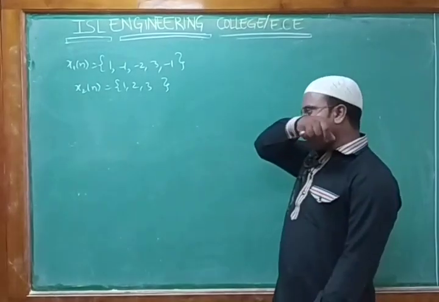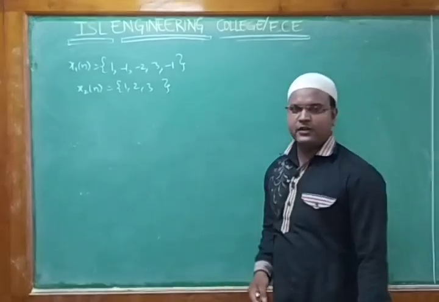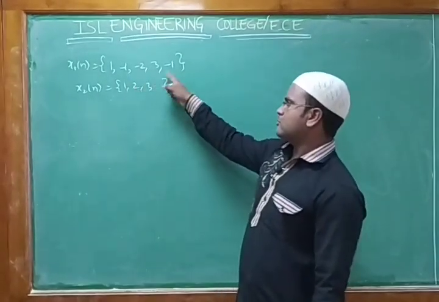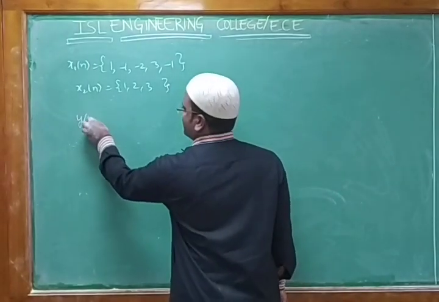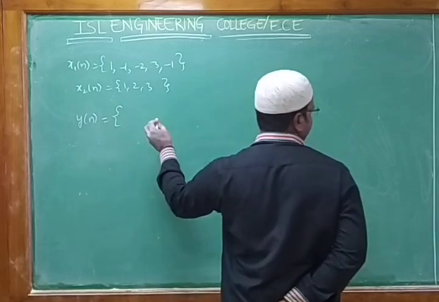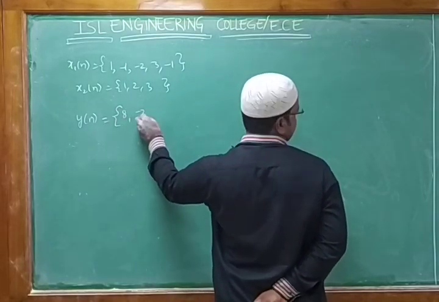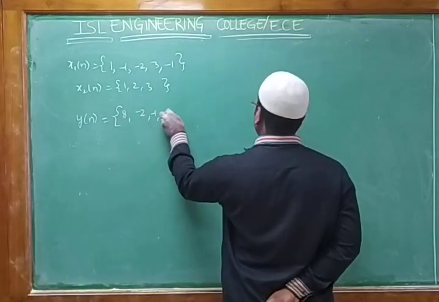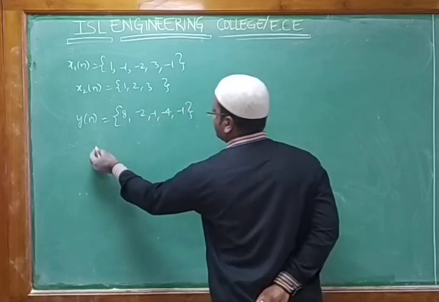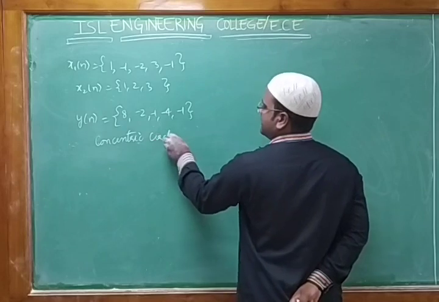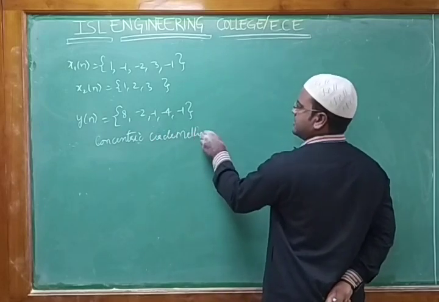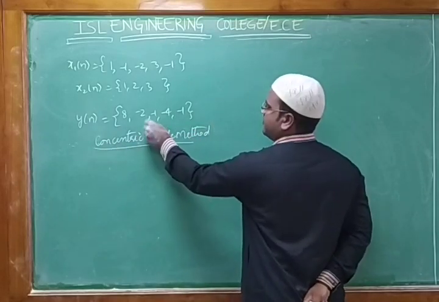So students, we had those two sequences, x1 of n and x2 of n. We took 1, -1, -2, 3, -1 and 1, 2, 3. What is the answer of y of n we got? We got 8, -2, -1, -4 and -1. By which method did we do it? Concentric circle method. By applying the concentric circle method, we got this answer.